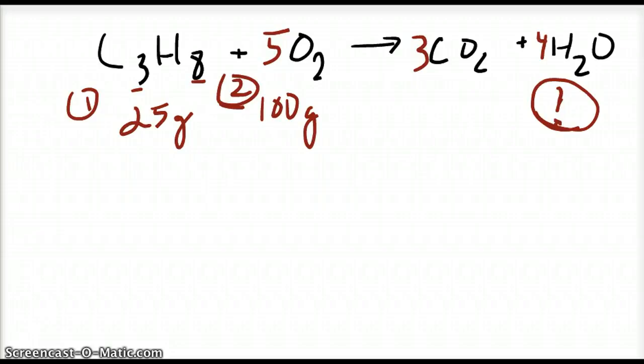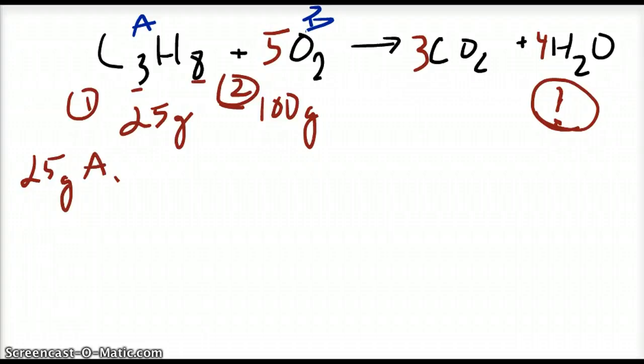And keep in mind that I'm working without a periodic table, so these are going to be rounded molar masses. Okay, so starting with the propane, I've got 25 grams of propane. I'm just going to call this A, and I'm going to call this B just to simplify things. So 25 grams of A, and I want to convert that into moles. The molar mass of propane: 8 hydrogens, so 8 plus 3 times 12, so 36 plus 8 gives me 44 grams of propane in 1 mole of propane.